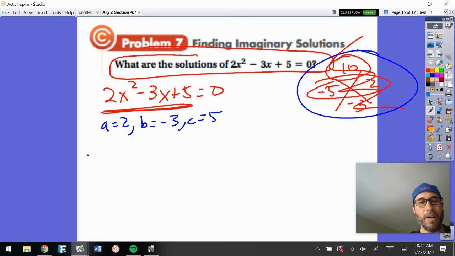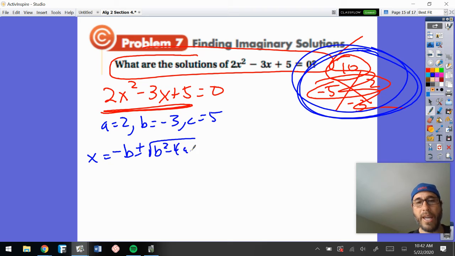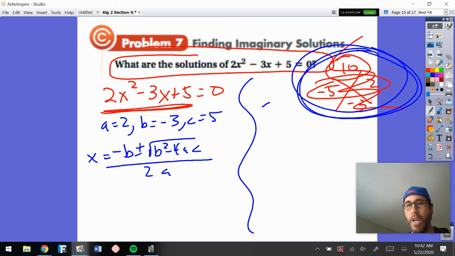It looked like it worked out, but it did not. Don't make it work out unless this dude is legit good to go. So we go x equals the opposite of b, plus or minus the square root of b squared minus 4ac all over 2a. Hopefully you're saying it that fast right now also. Now, what do we do when we do the quadratic formula? We do the discriminant first, correct?